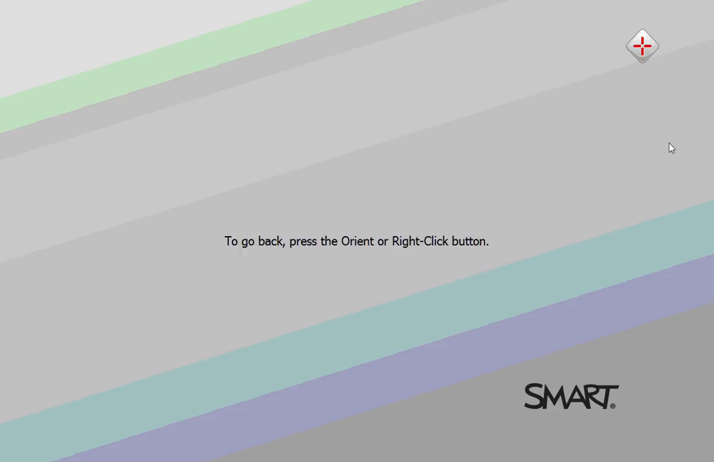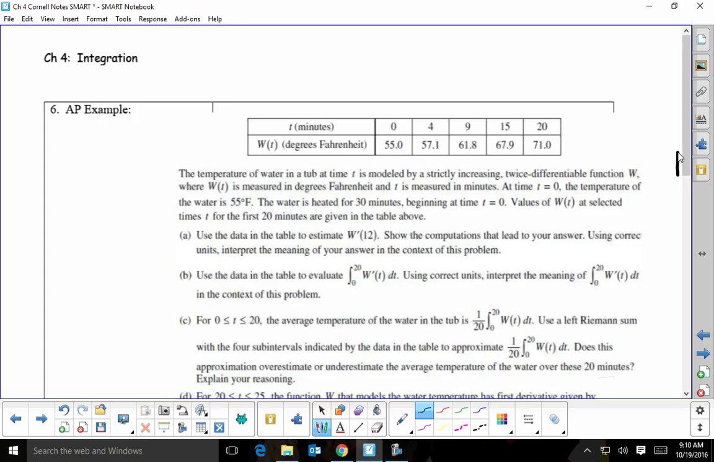Who wants to read this beautiful problem? Thank you, Emily. Go ahead and read it. The temperature of water in a tub at time t is modeled by a strictly increasing twice-differentiable function W, where W(t) is measured in degrees Fahrenheit and t is measured in minutes.